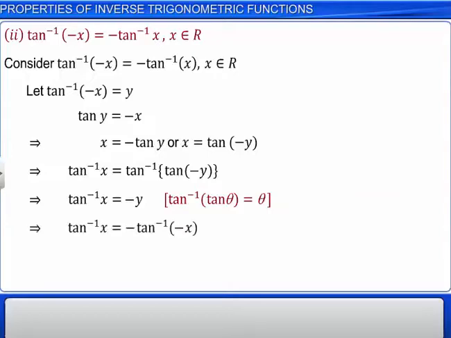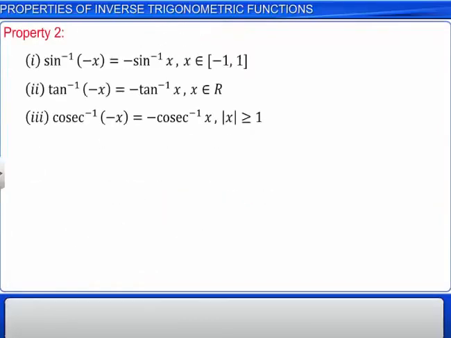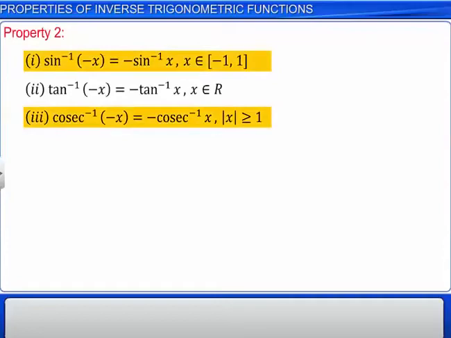Substituting the value of y gives tan inverse x is equal to minus tan inverse of minus x. On multiplying both the sides by minus 1 gives the result, that is, tan inverse of minus x is equal to minus of tan inverse x. The other two properties can be proved in a similar way.